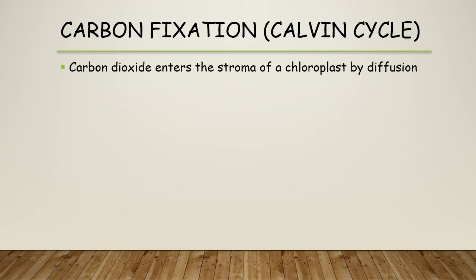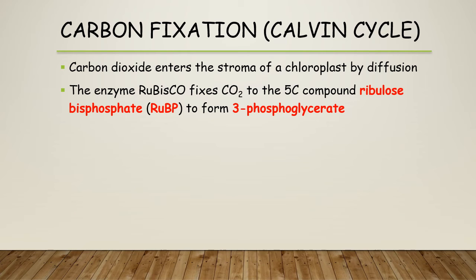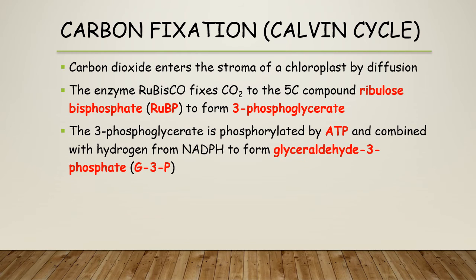So carbon dioxide enters the stroma by diffusion. That is then fixed by an enzyme called Rubisco to a 5-carbon molecule called ribulose biphosphate, known as RUBP. That then forms 3-phosphoglycerate. That 3-phosphoglycerate is then phosphorylated by ATP and combined with hydrogen from NADPH to form glyceraldehyde 3-phosphate, or G3P. Phosphorylation, if you remember, we talked about in metabolism. So ATP is being split into ADP and Pi, and one of those Pi is being added on to our 3-phosphoglycerate. We're also taking hydrogen from NADPH from stage 1 and adding that on.